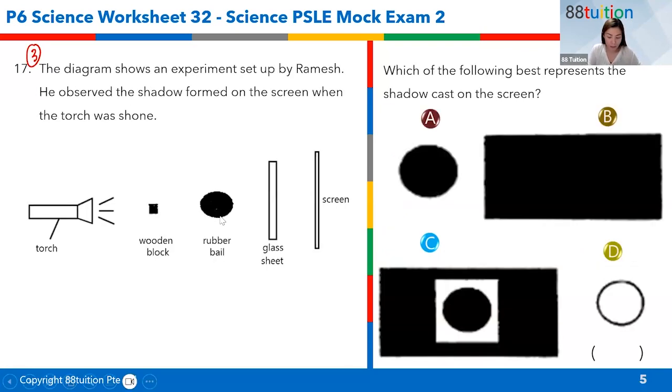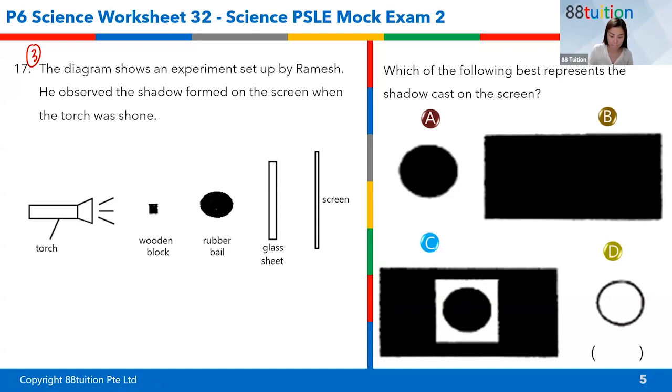Okay. So my 17 is your question 3. The diagram here shows an experiment set up by Ramesh. He observed the shadow formed on the screen when the torch was shone. Let's see your answer. Let me see how many of you got this wrong. 3 of you actually got this wrong.